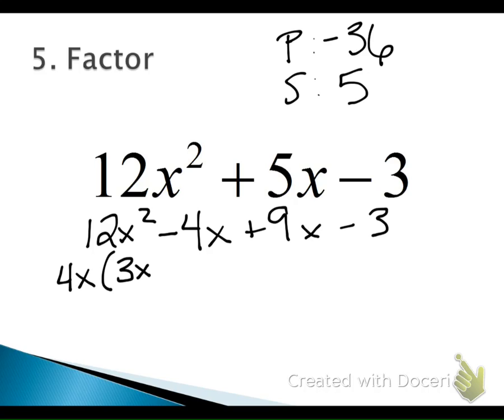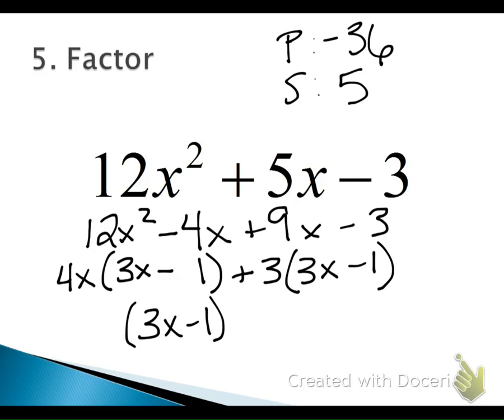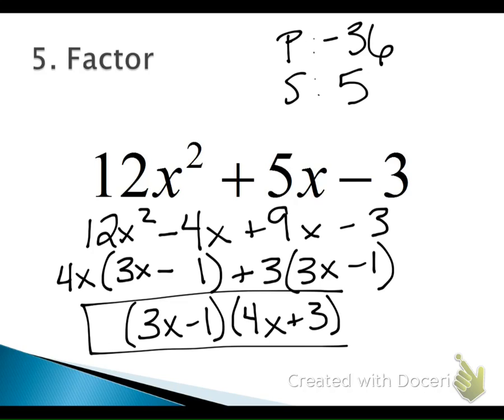Since they share a 4x in my first 2 groups, I need to make sure that I have a 1 placeholder, so it holds the place. If you put the negative 4x second, the second parentheses would have only shared a 1, so you'd still have to take out a 1. So no matter how you do it, you should still end up with 3x minus 1 as a set, 4x plus 3 as the other set. Questions on that one?